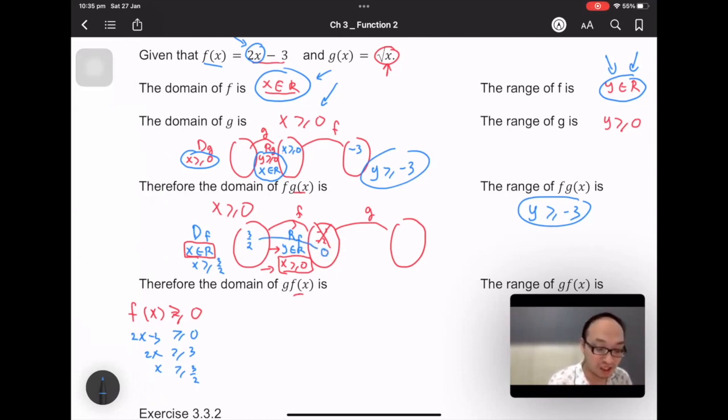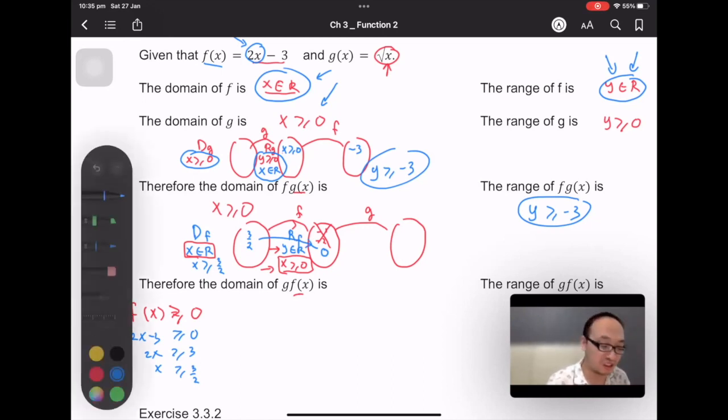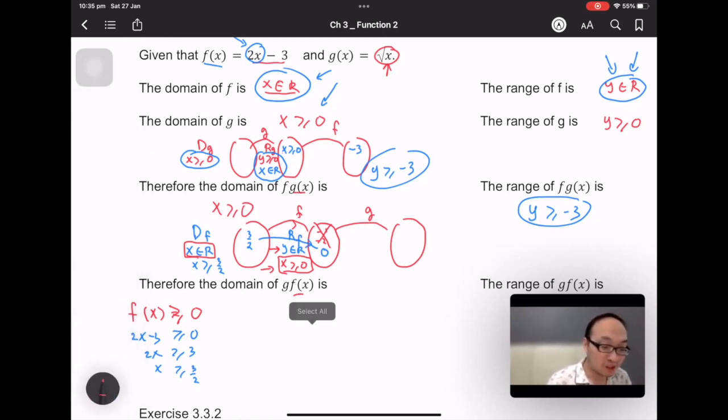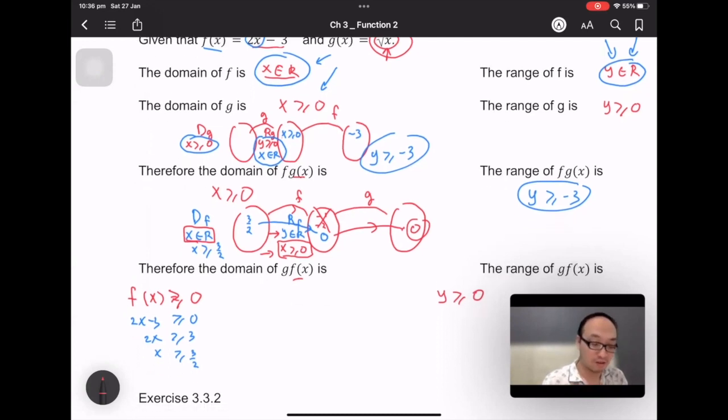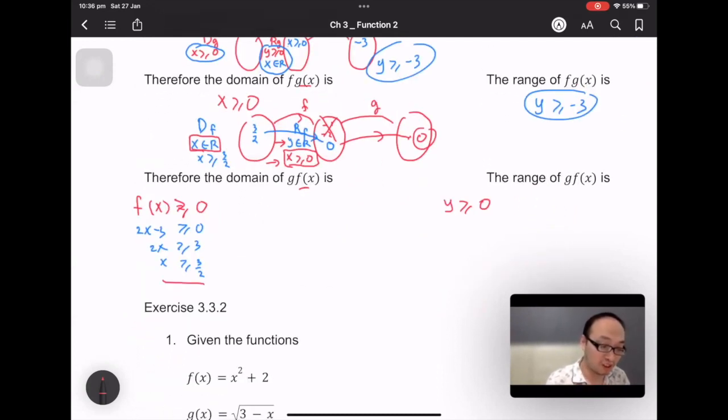And then it fits with the domain of g, so it can continue: we put it into the function g, and it will be equal to square root of 0, which is 0. So that means this will be the range of g. So the range of g here will be y greater than or equal to 0. So this is the domain of gf, and this is the range of gf.